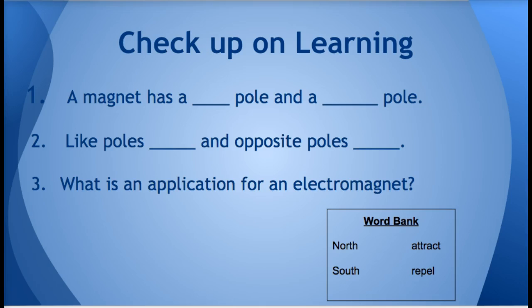Time for our second checkup on learning. Hint: use the words in the word bank. 1. A magnet has a blank pole and a blank pole. Question 2. Like poles, blank, and opposite poles, blank. 3. What is an application for an electromagnet?